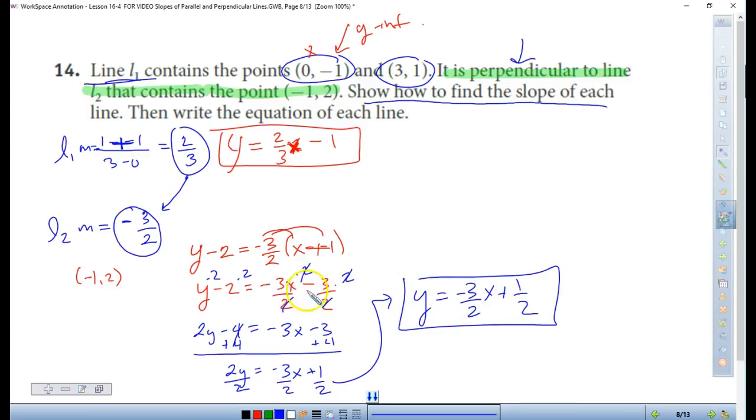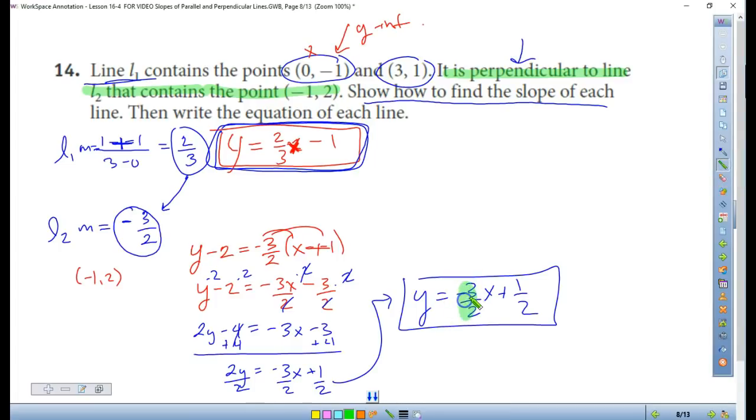And you can probably tell if you had negative 3/2, that's negative 1/2. And if you added 2 to it, you'd get positive 1/2. So there's my two equations. If we look at them, this one has a y-intercept of negative 1 and rises 2, runs 3. This one crosses at a half, falls 3, and runs 2. Those are perpendicular lines. We can tell from their slopes that are opposite reciprocals.